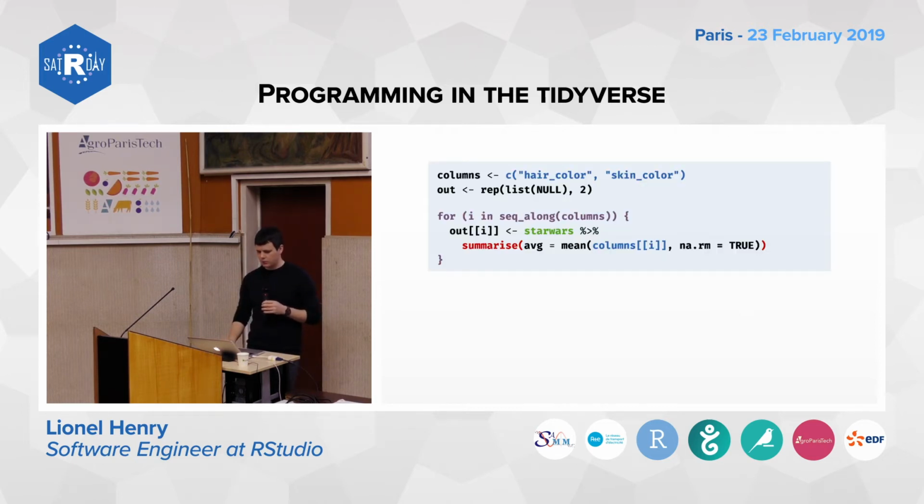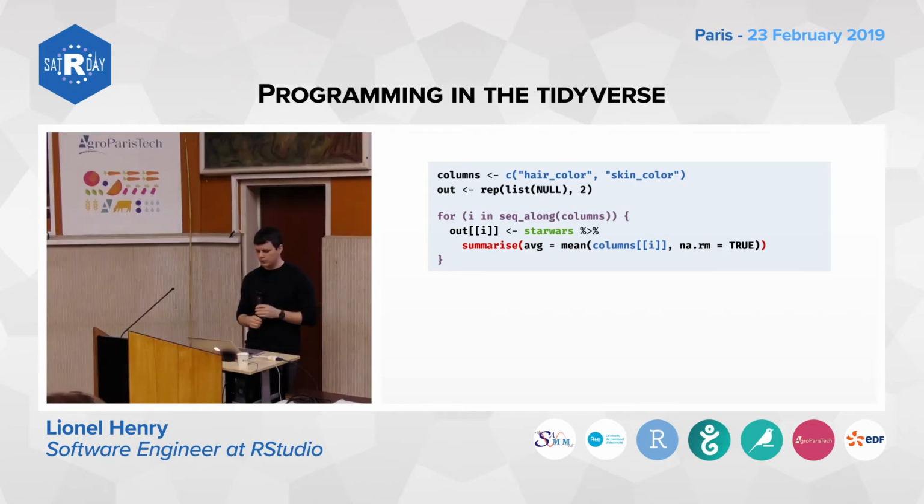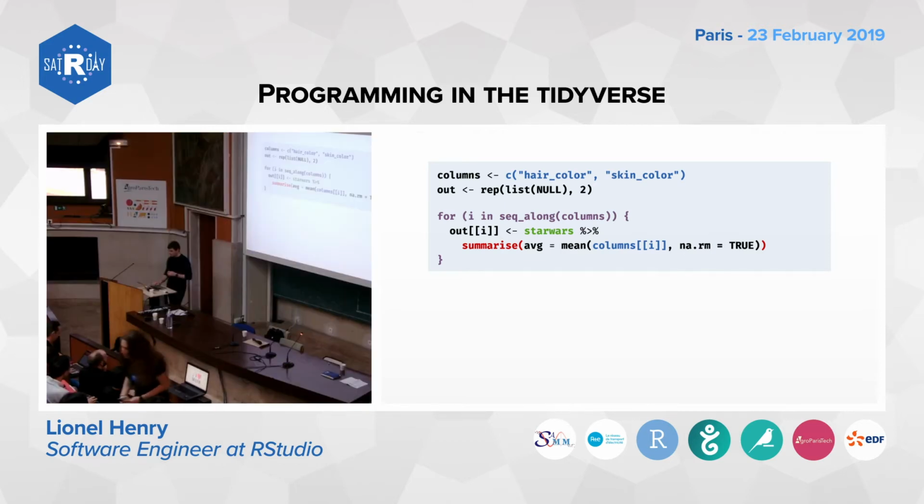So here is an example with a loop, and we have two column names in a character vector, and we have the usual loop scaffolding. So we create a list of size 2, and then we loop around the strings, and inside the loop we have this dplyr pipeline, where we want to summarize the data frame by the average of a column. And so the most obvious way to do this would be to loop over the column names and pass the column name to mean here.